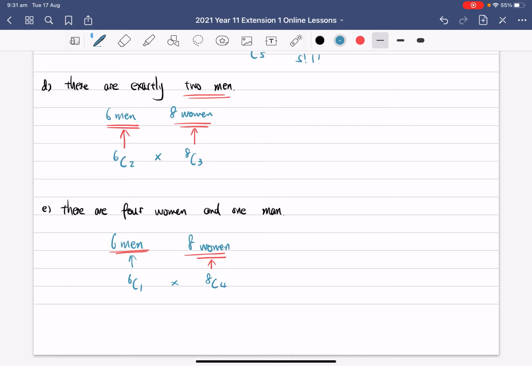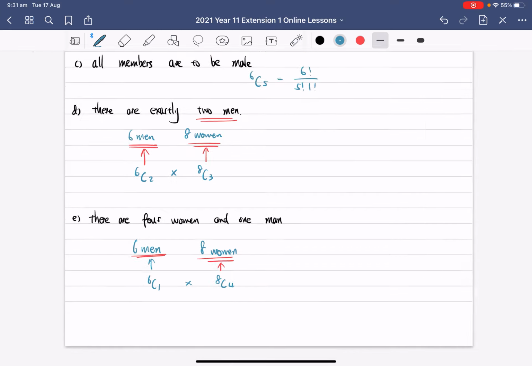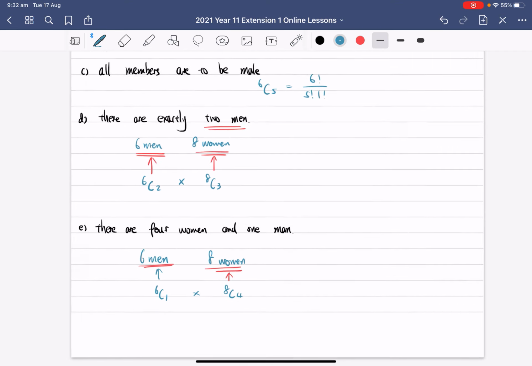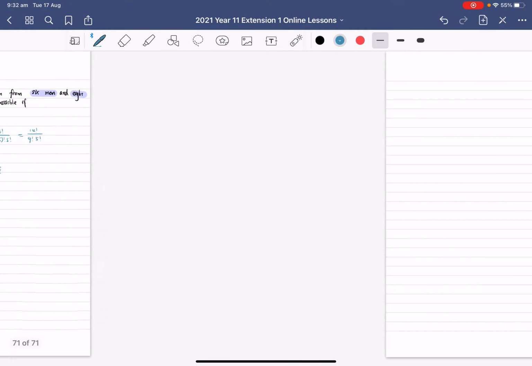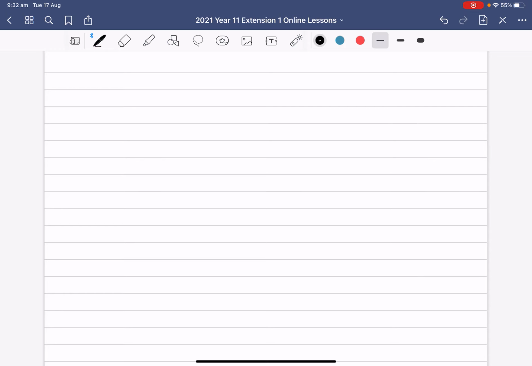Now we are just going to have something that's a bit difficult this time. So question F. I'll probably just do question F here. Question F is going to be slightly difficult. It says there is a majority of women. The question asks how many different communities are possible if a majority of them are women.